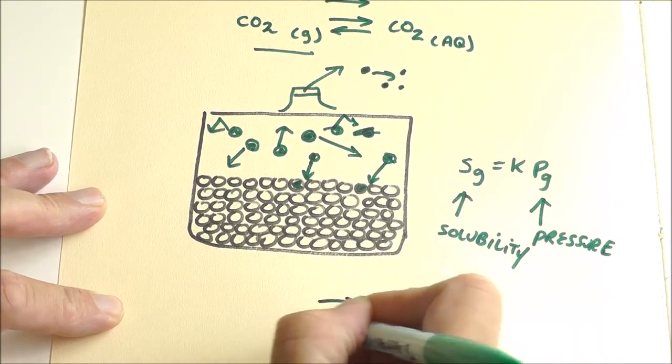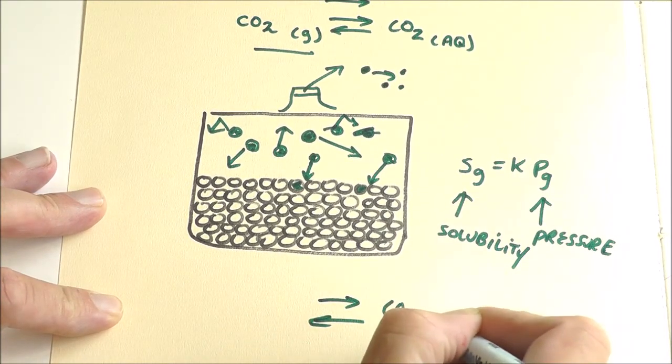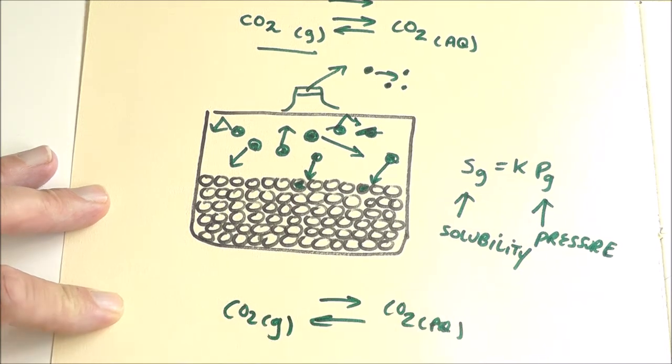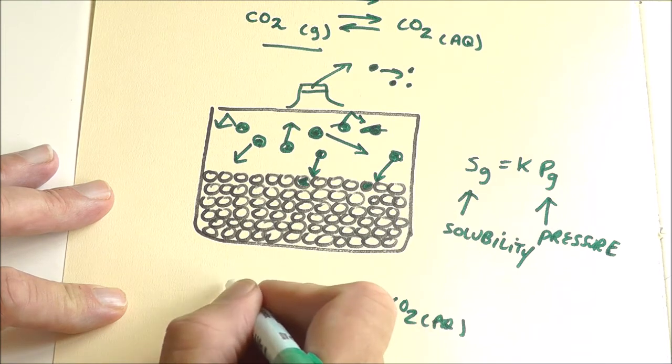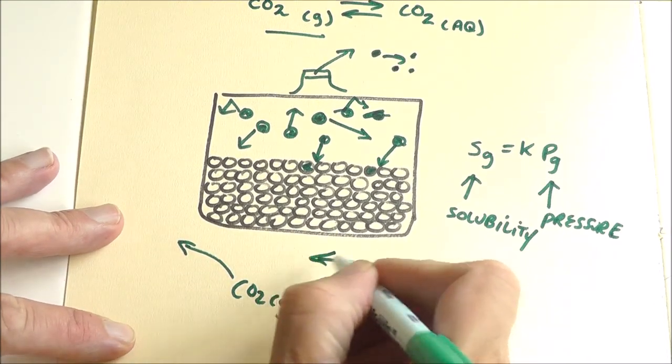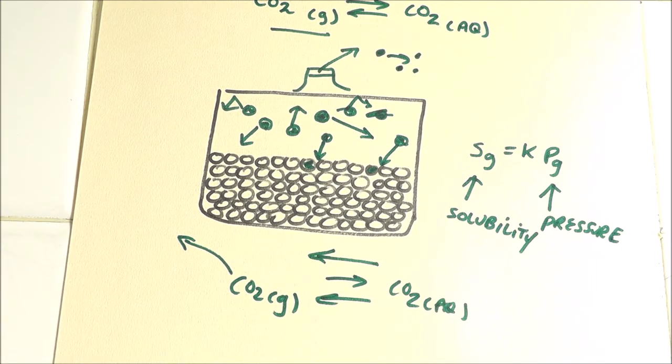So back, if I were to recreate this, CO2 aqueous over here on the right, CO2 gas on the left. If I decrease that pressure, that's going to shift this to the left, and it's going to become less soluble as it shifts away from CO2 aqueous, and it's going to precipitate.